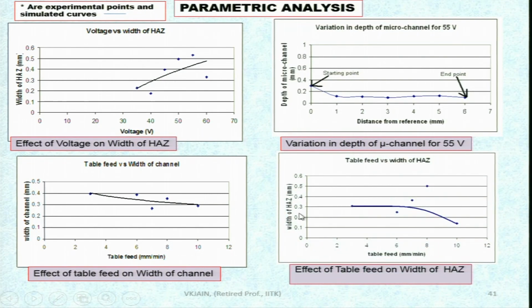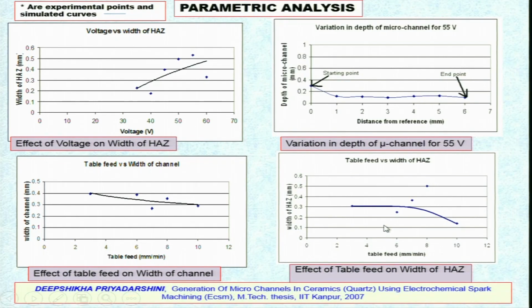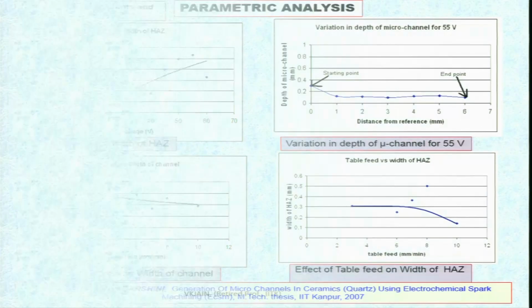Now here width of the heat affected zone is also reducing with increase in the table feed, but somehow the experimental points do not show a very consistent trend, and that may be due to some variation in the experimental machining conditions. So, this is the work taken from the thesis of Priyadarshini.